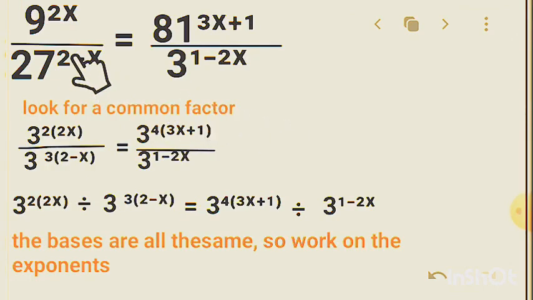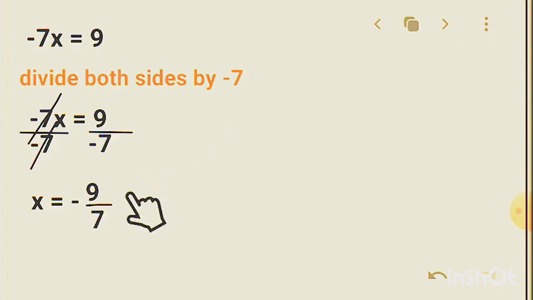So for 9 raised to the power 2x all over 27 raised to the power 2 minus x equals 81 raised to the power 3x plus 1 all over 3 raised to the power minus 2x, the value of x is minus 9 over 7.